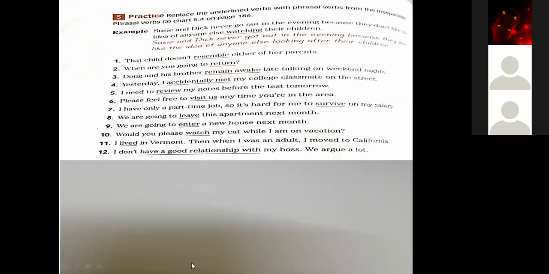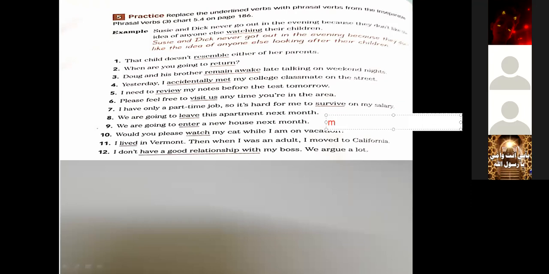Number 9. We are going to enter a new house next month. We are going to move to. Move to. Sorry, I can't write. Number 9 would be move to. Move into. Okay.